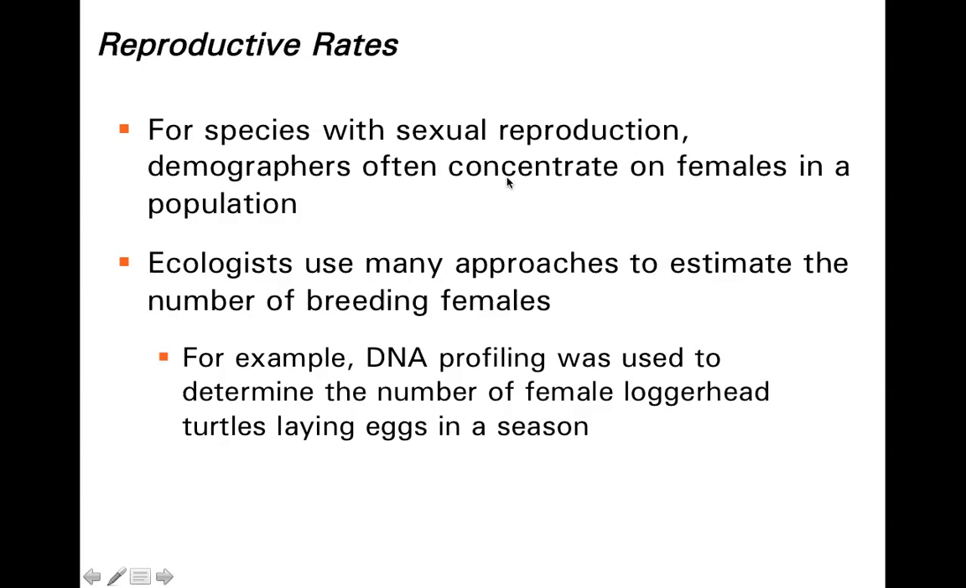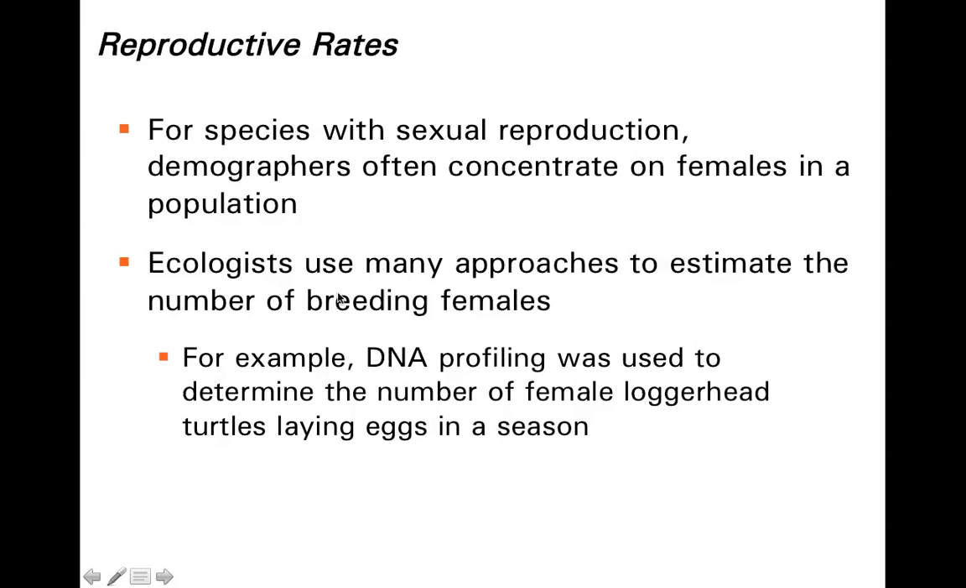So in addition to looking at the survivorship, at looking at the death rate, because survivorship and death rate are kind of two ways of saying the same thing, we also want to look at birth rate, or the reproductive rate. If a species undergoes sexual reproduction, the demographers are going to look mainly at the females, because the females are the ones who are ultimately responsible for producing the progeny, and eggs are a lot more limited than are sperm, male gametes. So females are kind of the limiting factor in terms of reproduction.